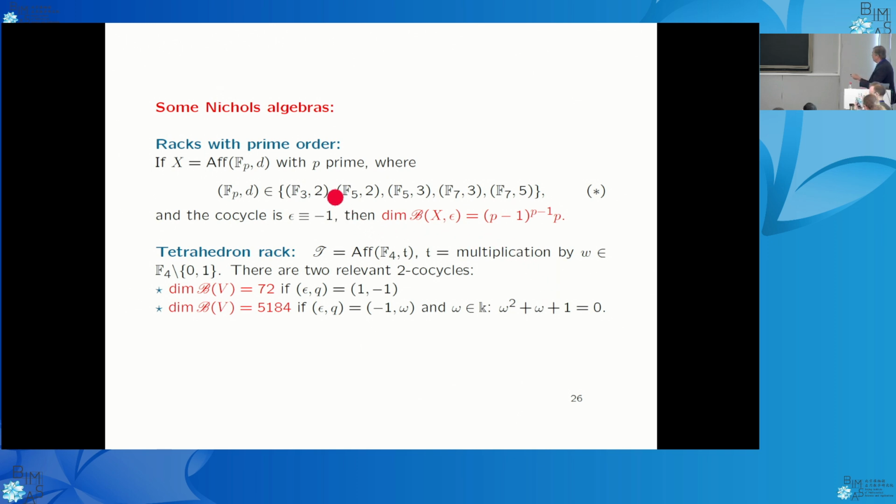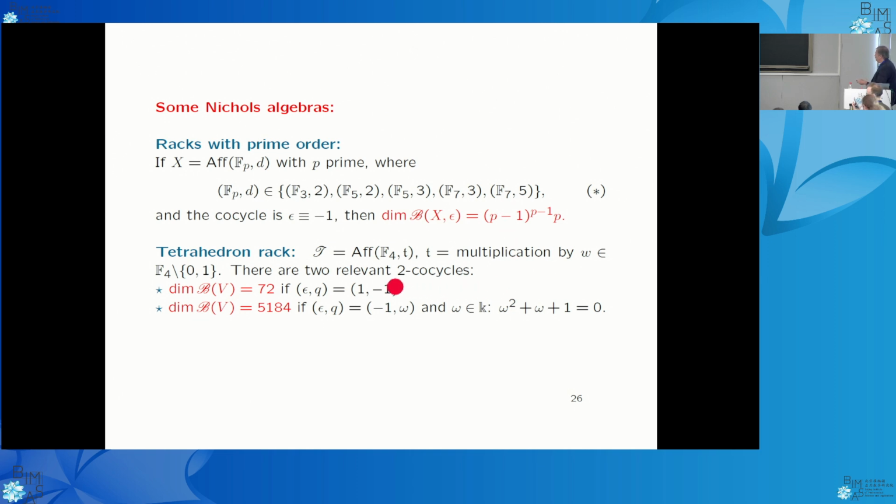For instance, if you have X equal to the affine rack XPD, where P is a prime and D is as in this list, and the cocycle is -1, then it can be shown that the dimension of the braided vector space associated to X and the cocycle epsilon is (P-1)^(P-1) times P. So this has even order, the dimension of the Nichols algebra is even, and therefore this cannot be realized over a group of odd order.